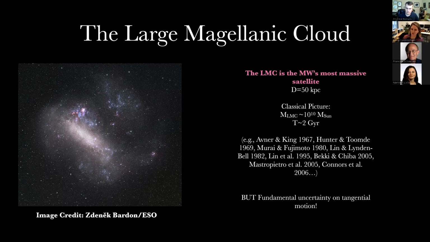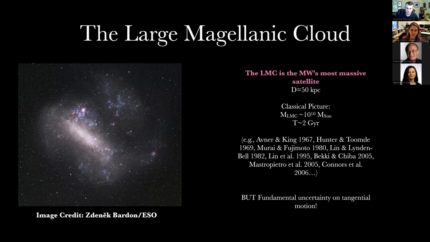And the classical picture of the LMC is that it was just sort of happily orbiting the Milky Way on about a 2 gigayear orbit, on a pretty circular orbit, and it had a total mass of on the order of 10 to the 10 solar masses. That's about 100th of the mass of the Milky Way. But in this classical picture, there was this very fundamental uncertainty on the tangential motion of the LMC.